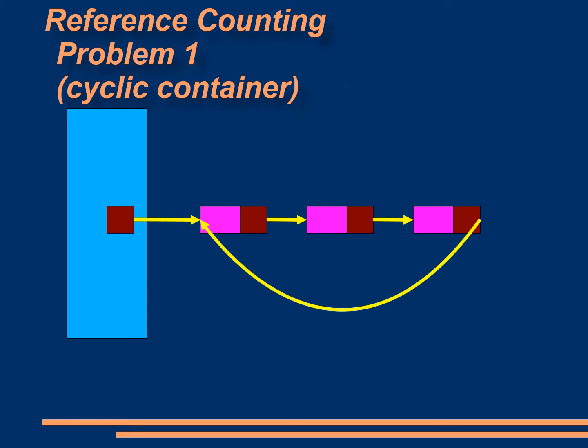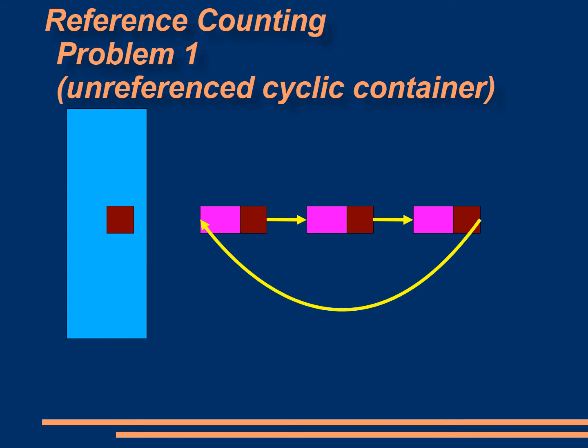Now here we see a problem with reference counting. Here we see a container that is cyclic. The last node points to the first node. And if we delete the pointer from the stack to the first node, then the nodes are not going to be deleted because there's still going to be the pointer from the last node pointing to the first node of the container.